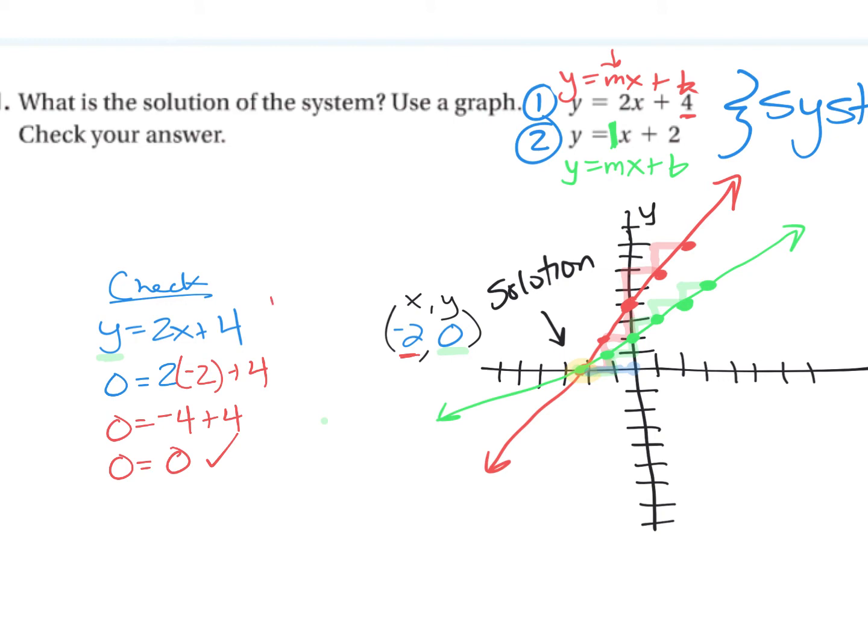We also want to take some time to check it in the other equation. y equals x plus 2. Remember, y is 0, x is -2. I'm plugging in the values of my solution. This also balances. That's a way that I am 100% sure I have this correct.